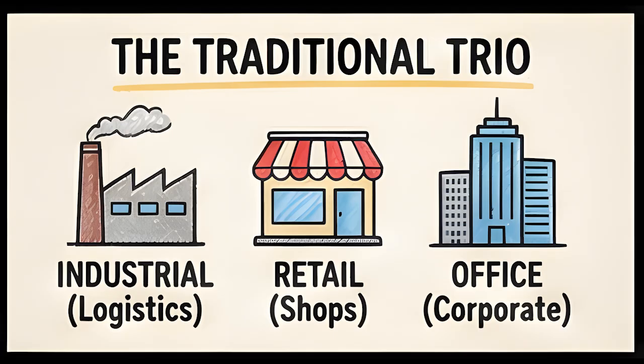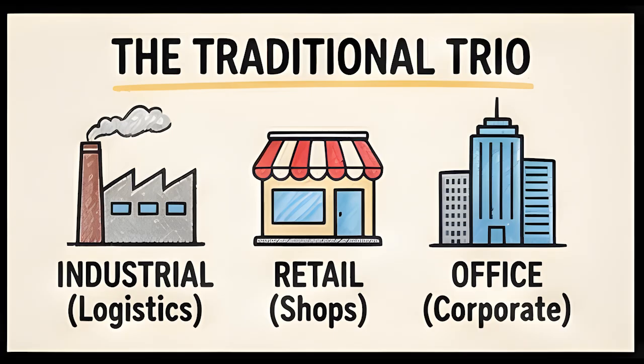Industrial. This encompasses warehouses, distribution centers, factories, and light industrial units. Think logistics, supply chain, and e-commerce fulfillment. Retail. This includes streetfront shops, units within larger shopping centers, and standalone retail premises. Think shops, restaurants, and medical centers. Office. This covers everything from small suburban suites to high-rise CBD towers. Think professional services, corporate headquarters, and administration.